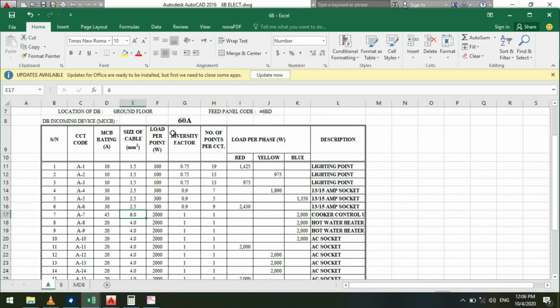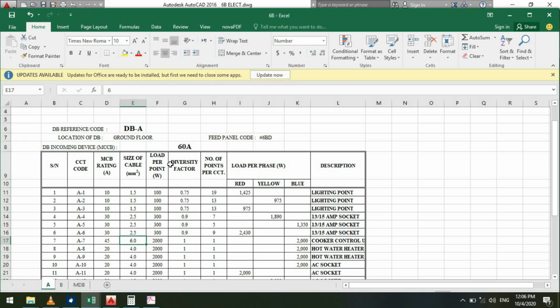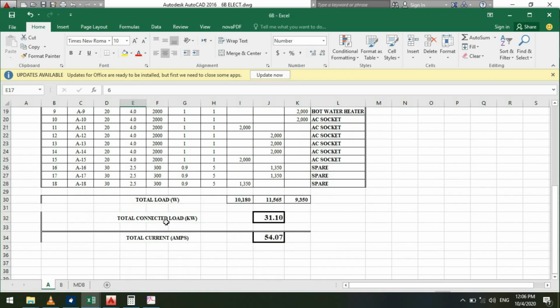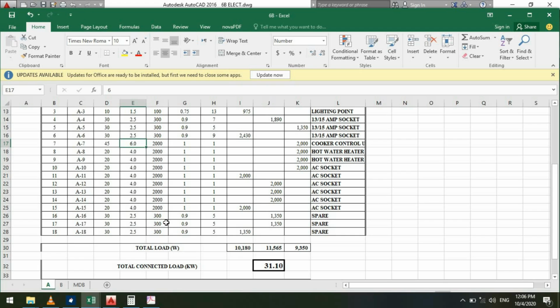Proceeding to the load per point column. Load per point is an electrical standard we use in the industry. It's an assumption of the maximum load fittings or electrical equipment can have. For example, for lighting the standard is 100, while for socket it is 300, and for cooker control unit it is 2000, and likewise for AC. For other appliances too, such as the elevator, it is around 1.5 if I'm right, etc. So you can actually calculate it through the P equals IV formula too.